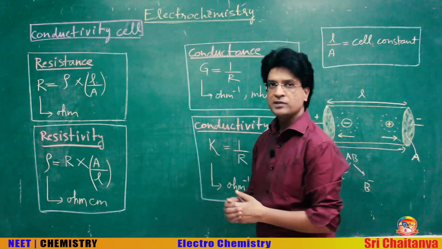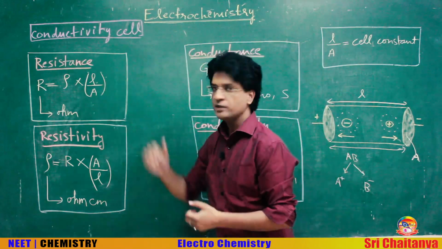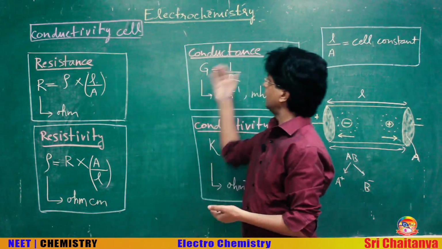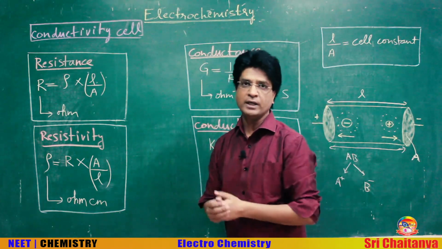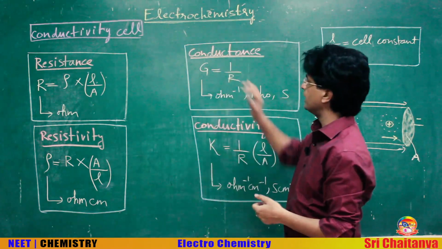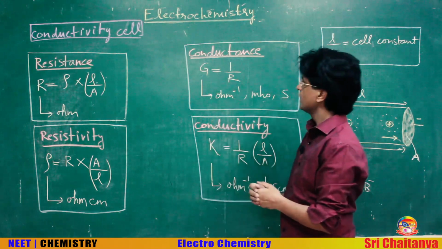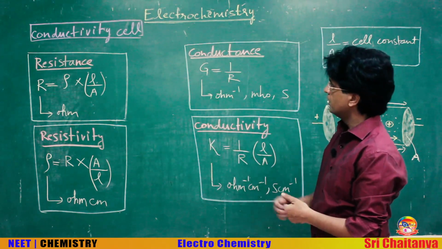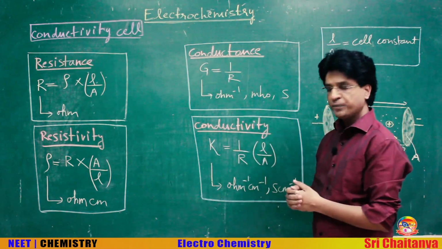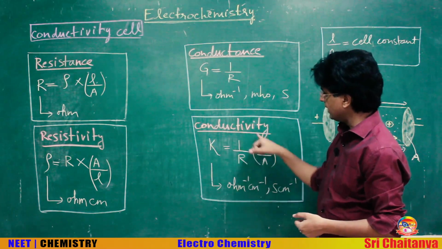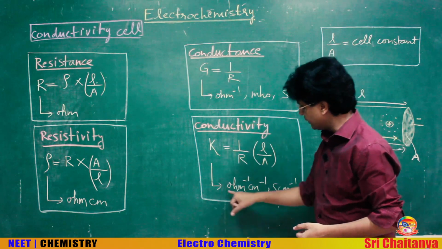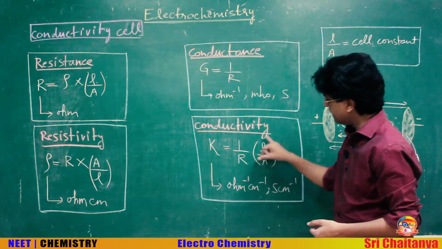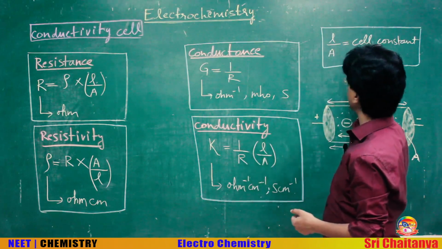From here we can say resistivity is resistance into area upon length, and its unit will be ohm centimeter. Opposite of resistance is conductance. Resistance is obstruction offered in the flow of current. Conductance is the facilitation offered in the flow of current, and it is 1 by R, obvious from the definition, and its units are per ohm, mho or Siemens. Similarly, we have conductivity. Conductivity is equal to 1 by R, L by A. Remember the units as well, per ohm per centimeter and Siemens per centimeter. This L by A is called cell constant.